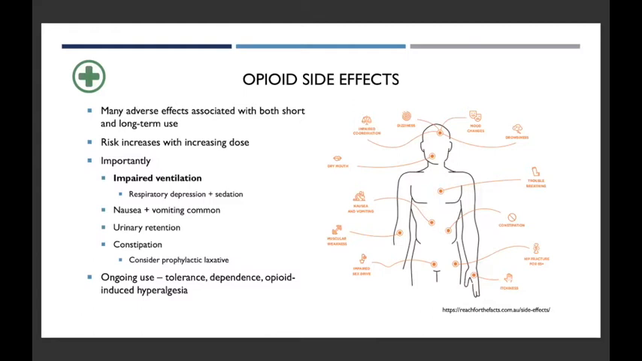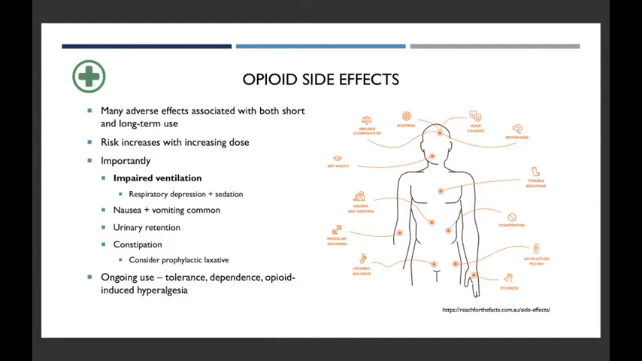A common thing is nausea and vomiting. It happens. Urinary retention happens. Constipation happens, especially with longer term use. So when someone's put onto a long-term opioid, it's actually really important to consider putting on a prophylactic laxative as well at the same time.